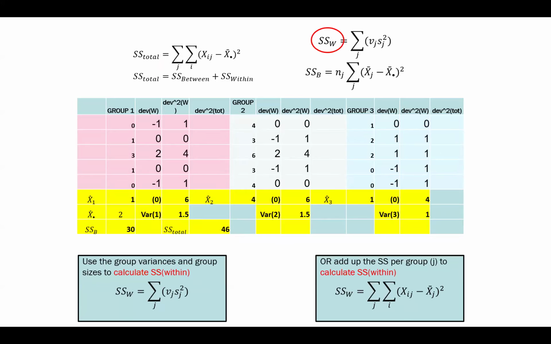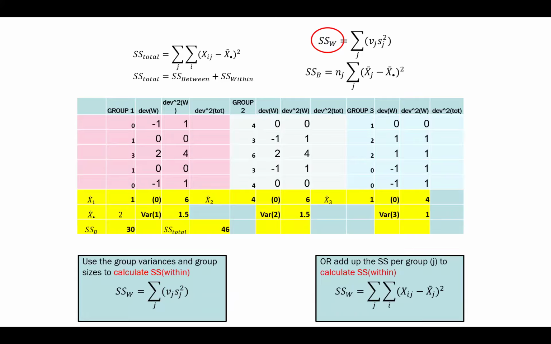So this is where I show you that there are actually 2 formulas for sum of squares within. If you have the group variances, you can multiply each group variance times its respective degrees of freedom, and then add all those. Now, because we have equal group sizes, the degrees of freedom for each group is 4. Number n minus 1. 5 cases in a group is 5 minus 1 is 4. And then we have each variance.